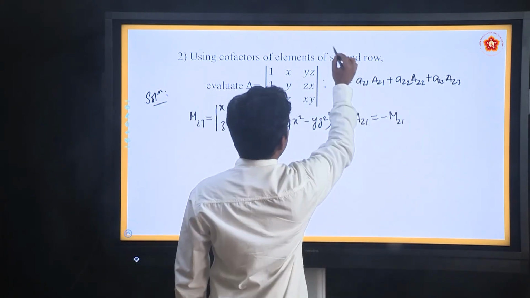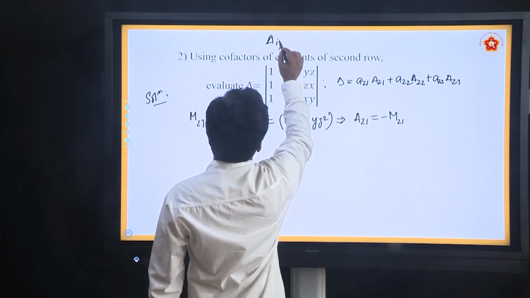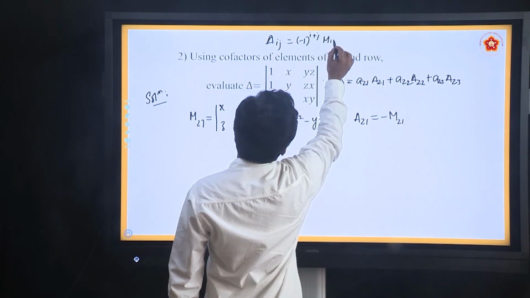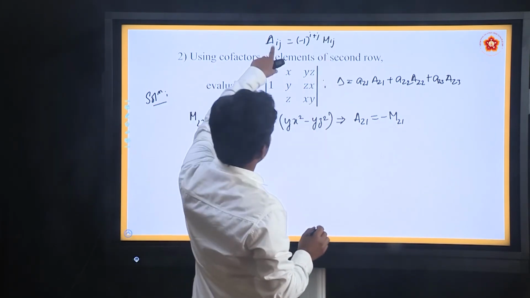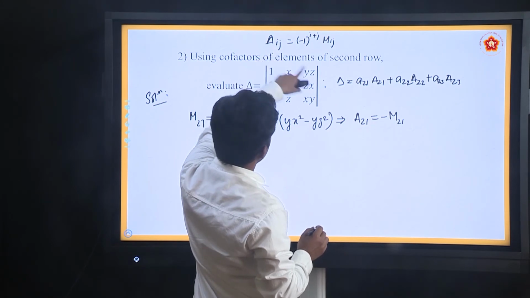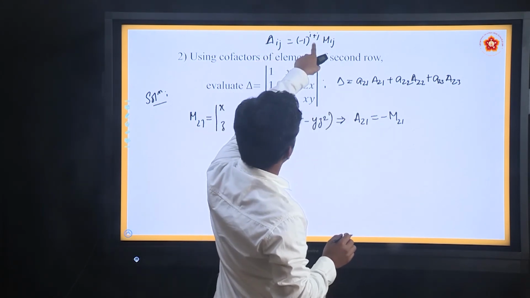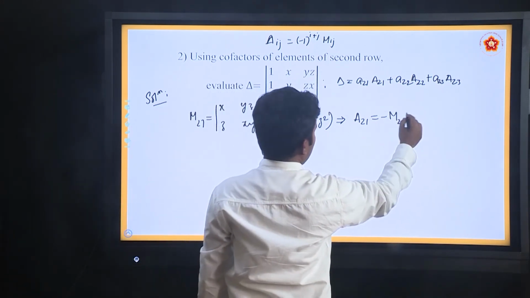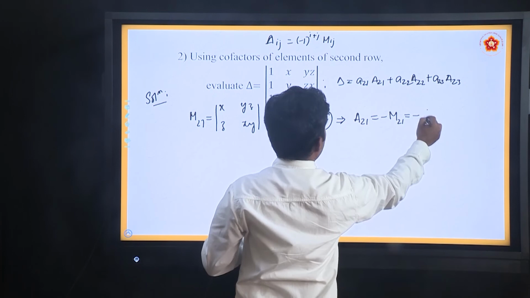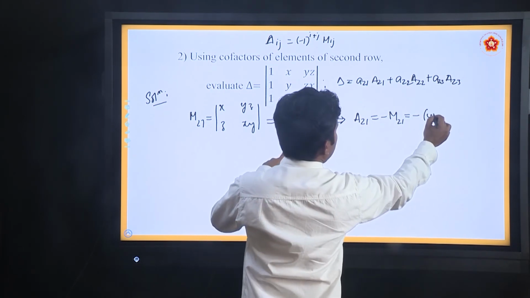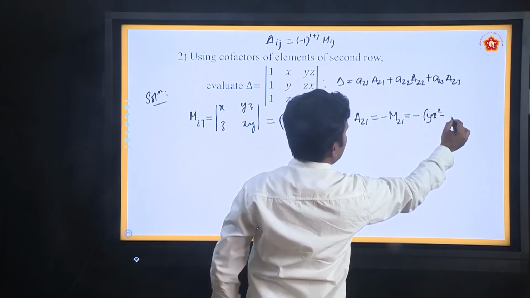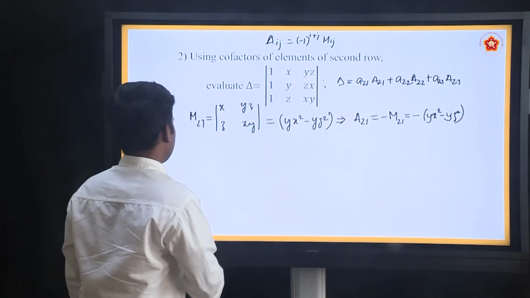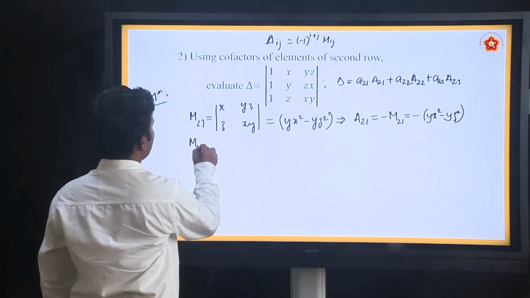Because if you use the relation Aij is equal to minus 1 to the power i plus j into Mij. So, use that here, where i and j are 2 and 1. So, minus 1 to the power 2 plus 1 is minus 1 to the power 3, which is minus 1 into M21, which is minus M21. What is this? Minus of y x square minus y z square. That is A21.